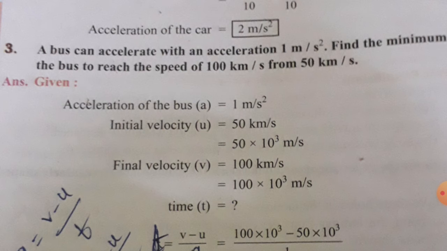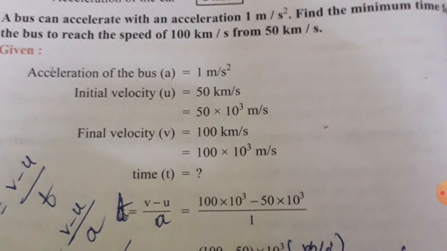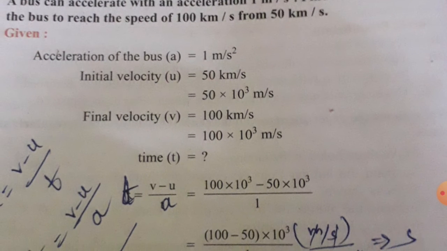And you write the final velocity, 100 kilometer per second. So 100 into kilo means 100 into 10 power 3 meter per second. You don't change the meter per second; only for kilo you have to put the value. Is this clear to you, children? So what is the question, children? Find the minimum time. Time is what is being asked.